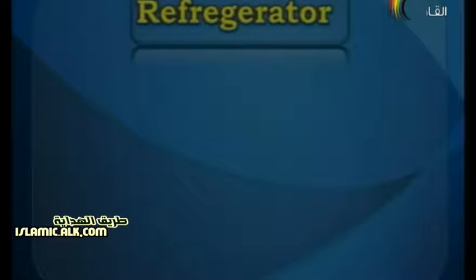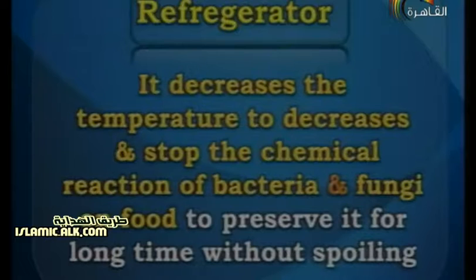Let's go to see the first one, refrigerator. It's a very easy one. So the refrigerator here is related to chemical reactions because it makes what? It decreases the temperature to slow and stop the chemical reaction of bacteria or fungi, or stop the reproduction of the bacteria and fungi on the food to preserve it for a longer time without spoiling.